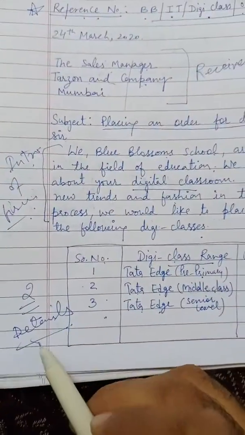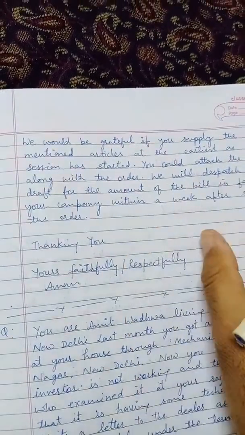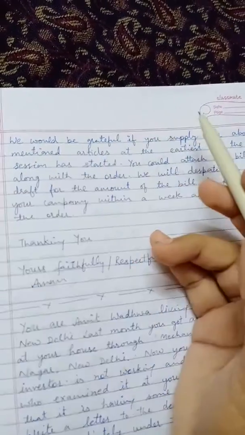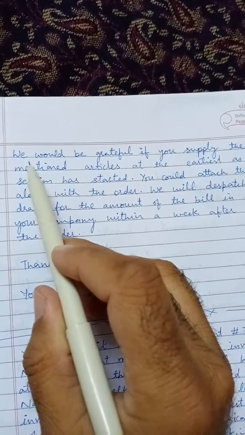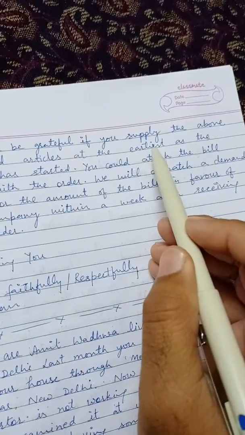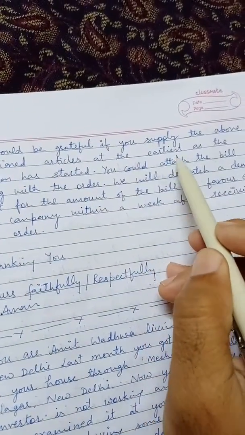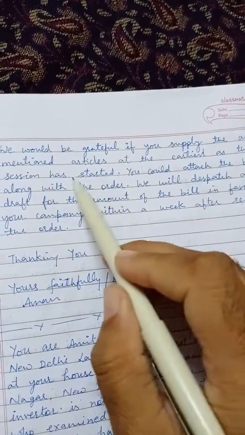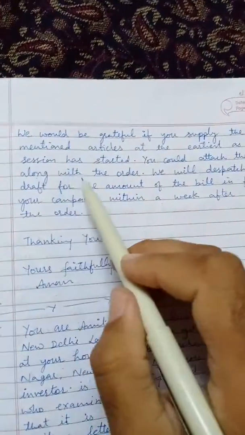So this is the detail of the order, and as I told you, the third paragraph of the letter should be a futuristic approach at the professional level, as well as something regarding the payment. In this third paragraph: we would be grateful if you supply the above-mentioned articles, meaning the Digi Classrooms, at the earliest, as soon as possible, as the academic session has started. You could attach the bill, meaning the invoice, the payment bill, along with the order.